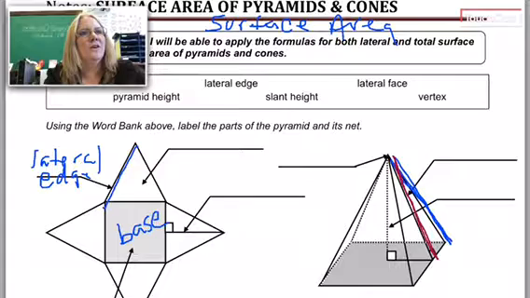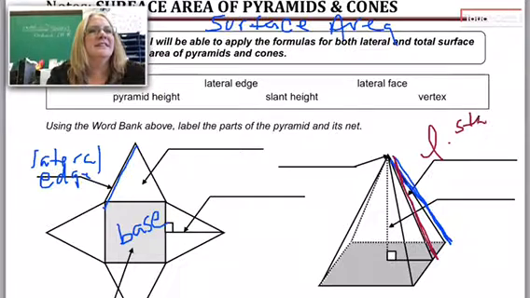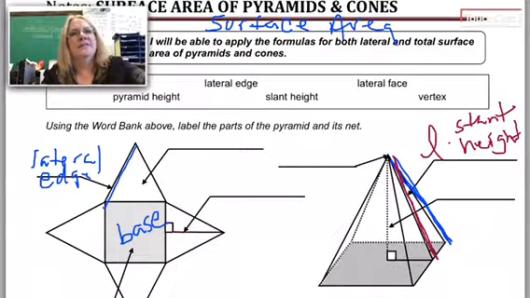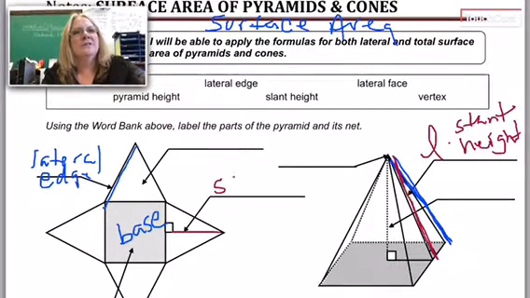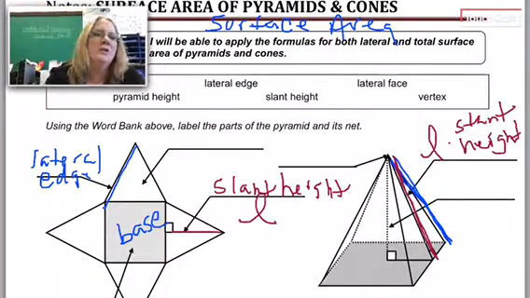And this is abbreviated with a lowercase cursive L, but this is the slant height. So that is not the lateral edge. So it's called slant height. Over here, that's this line right here. So that is called the slant height. And in our formula, it's abbreviated with the cursive lowercase l.